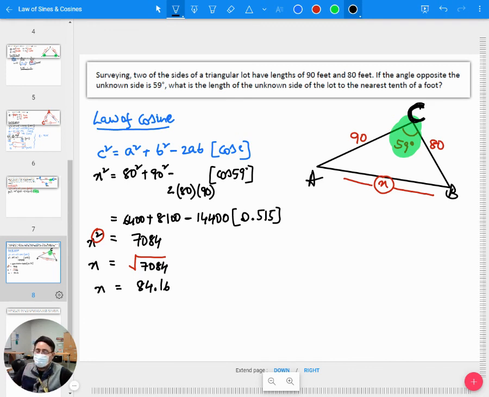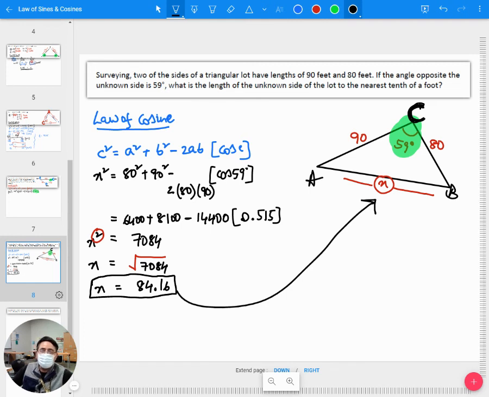Once you get the answer, you may check whether it makes sense or not. I see that one side is 90, the other one is 80, and this one is 84. Is it possible? Yes, the chances are very high that it is possible. So when you look at word problems, don't worry and don't be scared. First of all, make a plan, label the parts and input the numbers. Then you see which rule you have to apply, whether it is law of sine or law of cosine.